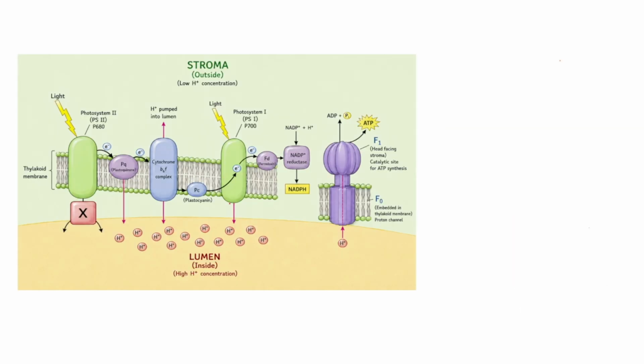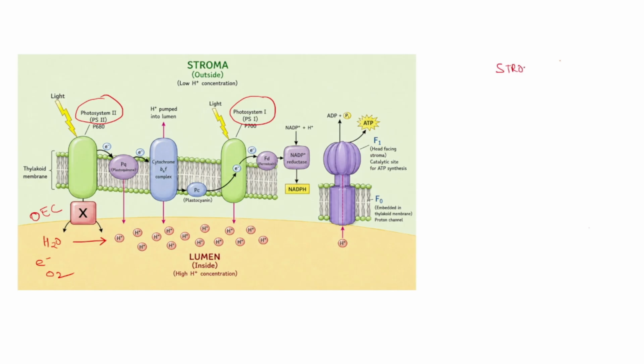Student, this is a diagram of non-cyclic photophosphorylation in which both the photosystem 2 and the photosystem 1 is present. In the photosystem 2 only, this X marks represent the oxygen evolving complex, which is the water splitting machinery in which the water splits into protons, electrons and oxygen.